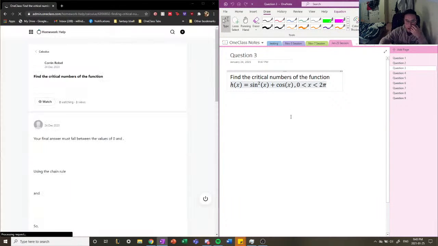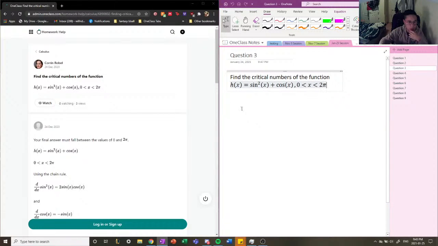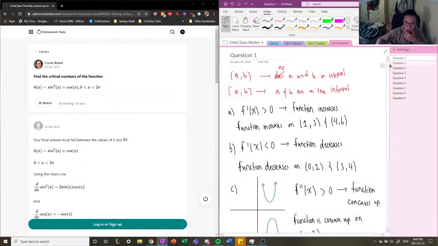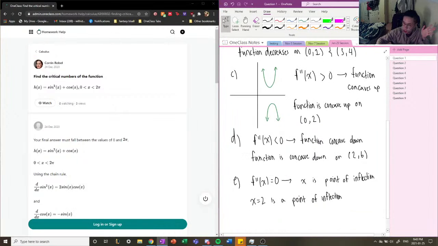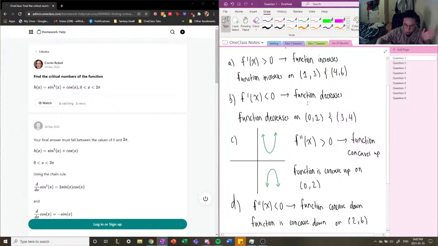Find the critical numbers of the function h of x equals sine squared x plus cos x, where x is between 0 and 2 pi. Before, in the first question, I described the first derivative and the second derivative. What a critical point refers to is when the derivative of a function is equal to 0. When the derivative is equal to 0, it signifies that our original function at that point has a horizontal tangent, so it's neither increasing nor decreasing. That's what a critical point means.